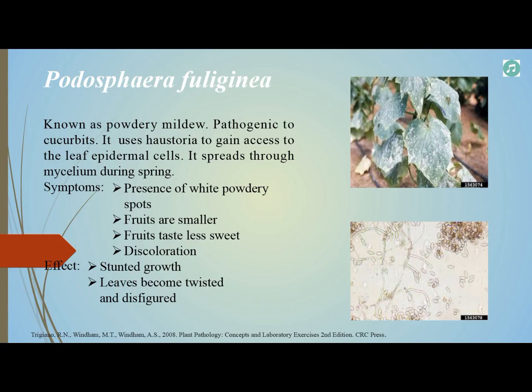Lastly, Podosphaera fuliginea, also known as powdery mildew. It is pathogenic to cucurbits. It uses haustoria to gain access to the leaf epidermal cells, and it spreads through mycelium during spring. The symptoms are the presence of white powdery spots, the fruits are smaller, and the fruits will taste less sweet, and we can notice discoloration on the leaf. So the effects are it will cause stunted growth, and the leaves become twisted and disfigured.